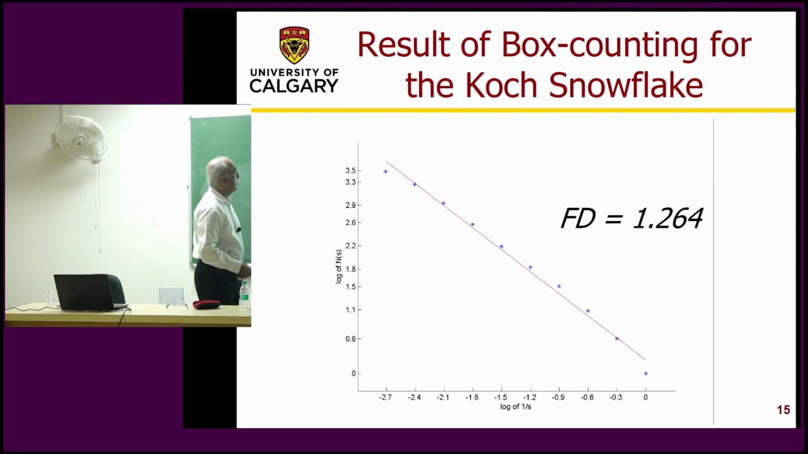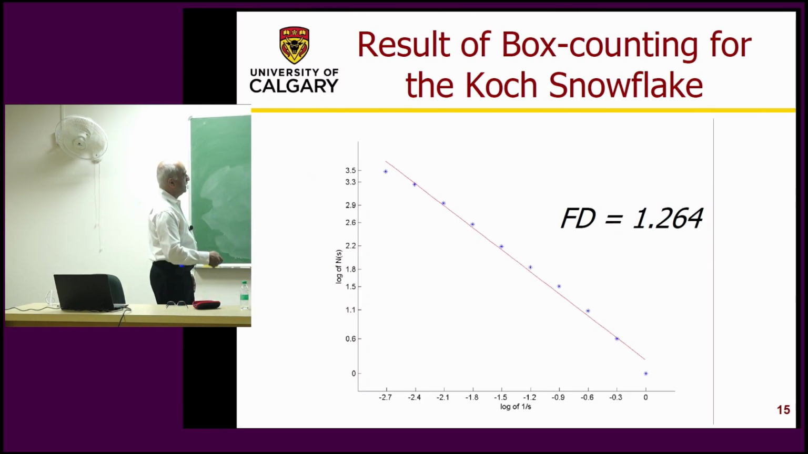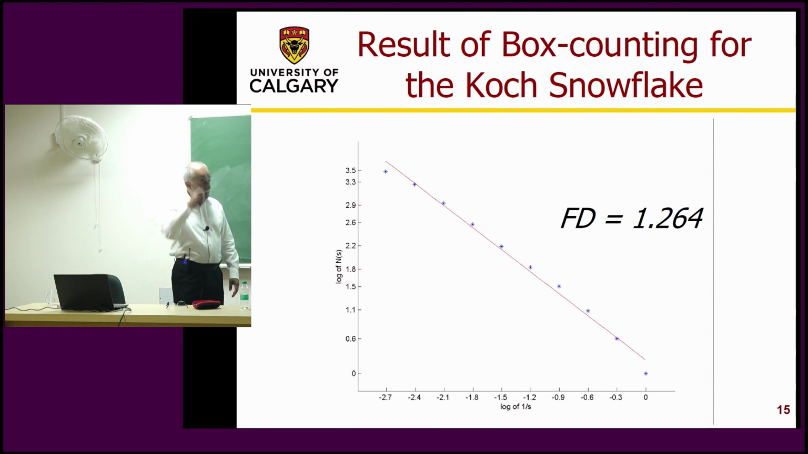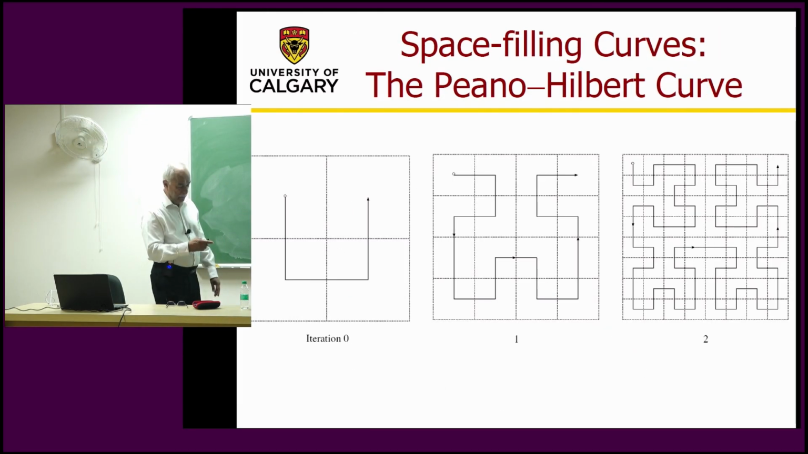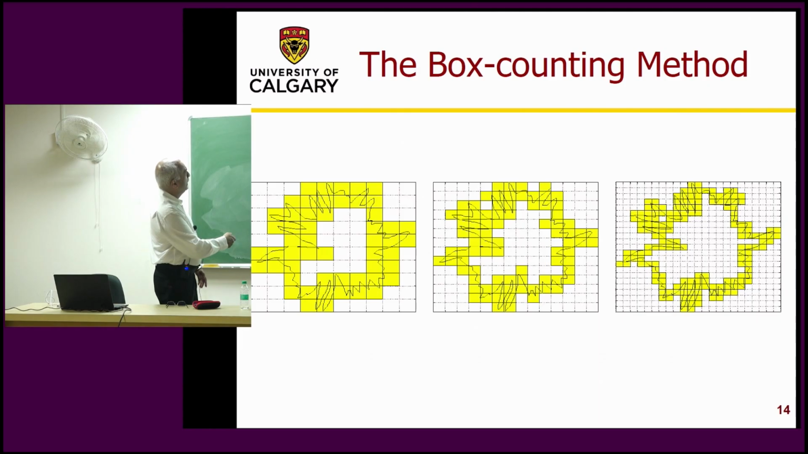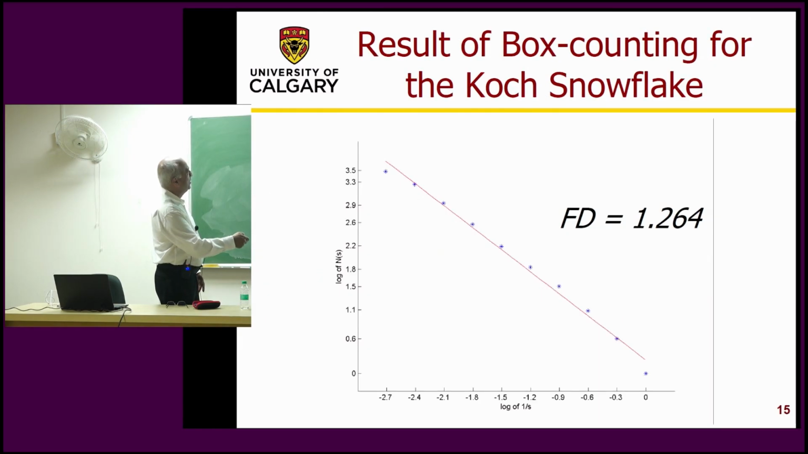And then plot the log of the number of boxes versus log of 1 over scale, 1 over S. If it is a fractal, there should be a straight line. It's approximately a straight line. It's 1.26. The theoretical one is 1.262. We got 1.264, which is good. So for the Koch snowflake, not for this mask. I'm showing a mask here, but this is for the snowflake, 1.26.